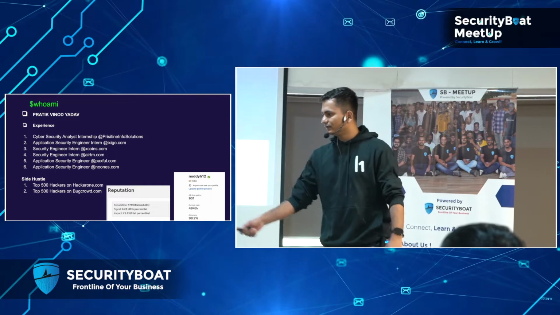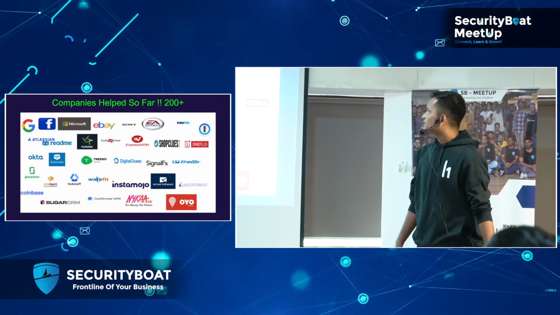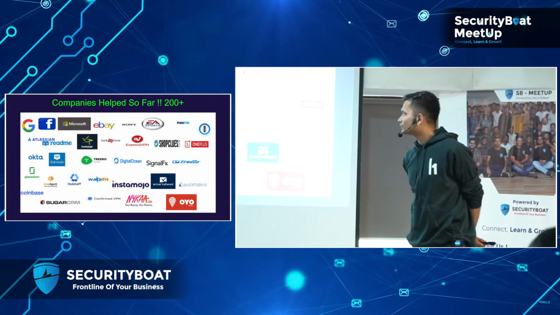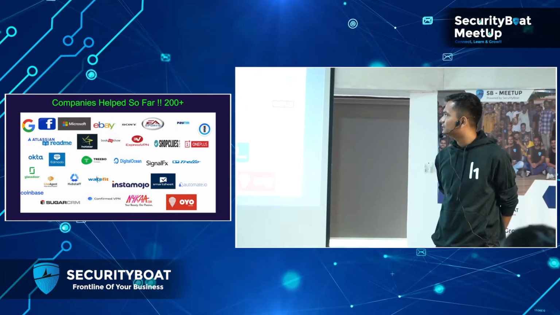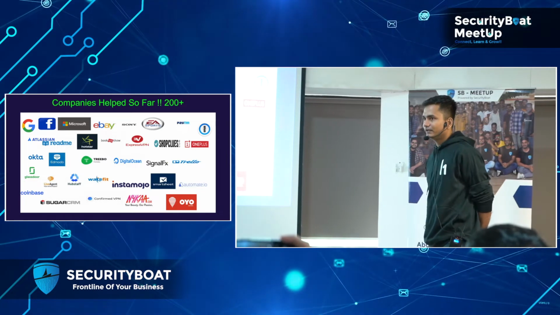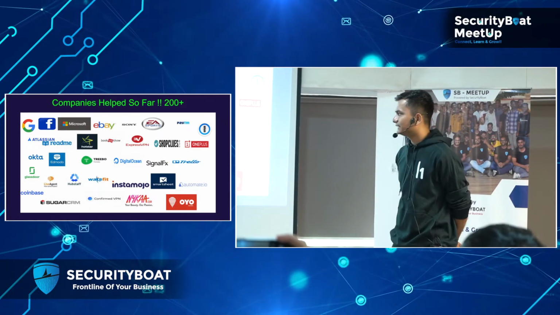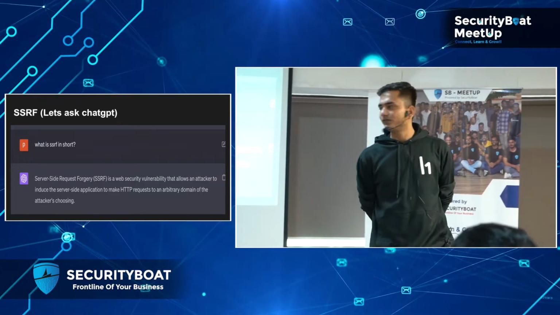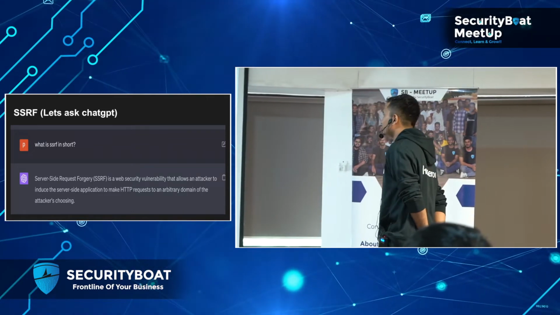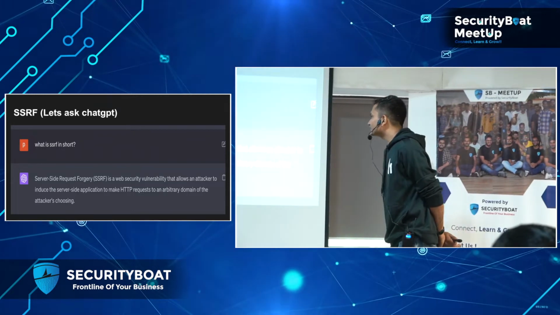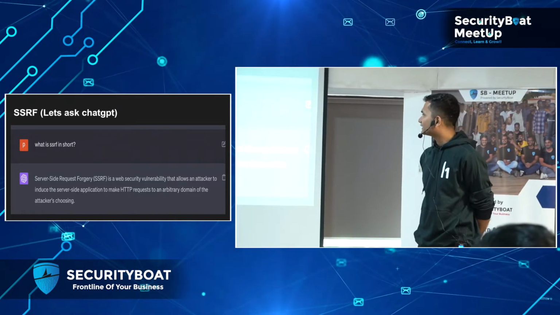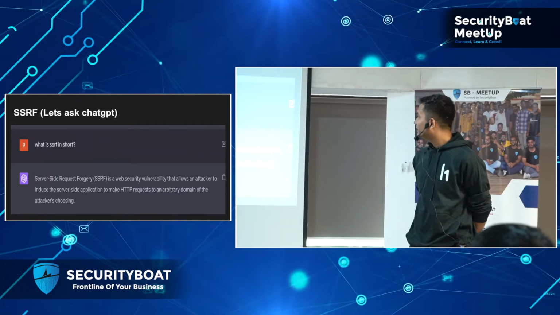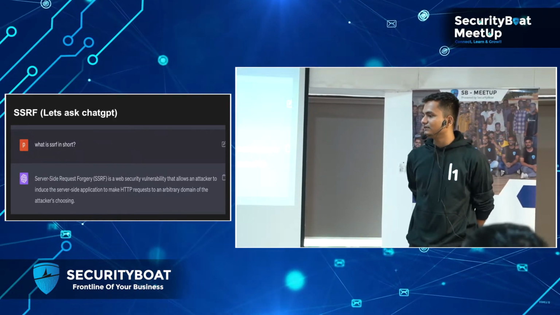Next slide. These are the companies that I have helped so far. The list is quite huge, so I can't add all the images here, but these are all the companies that I have helped. Next slide. Let's start with the first topic, SSRF. Let's ask ChatGPT about it. Server-Side Request Forgery is a web security vulnerability that allows an attacker to induce a server-side application to make an HTTP request to an arbitrary domain of the attacker's choosing. Next slide.